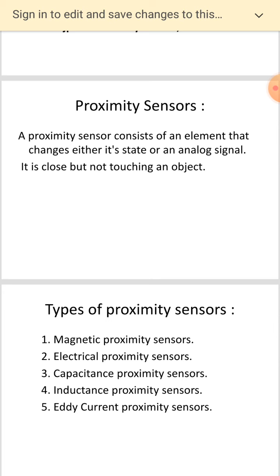Or one more definition: a proximity sensor is a sensor able to detect the presence of nearby objects without any physical contact. Proximity sensors detect the presence or absence of objects using electromagnetic fields, light and sound.